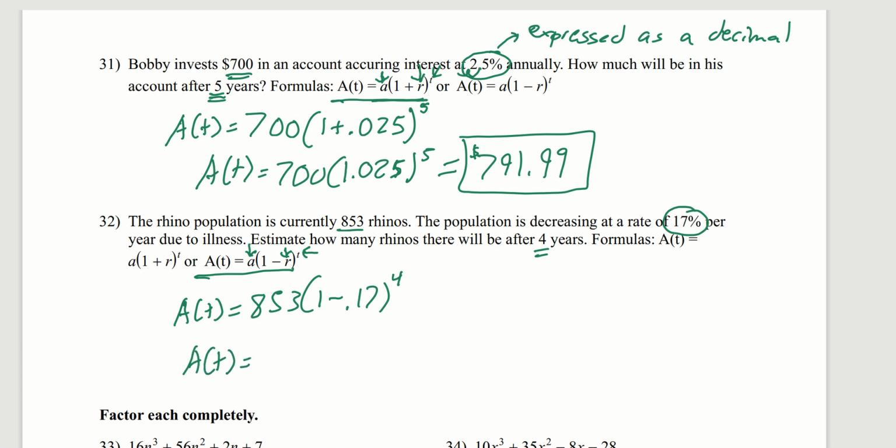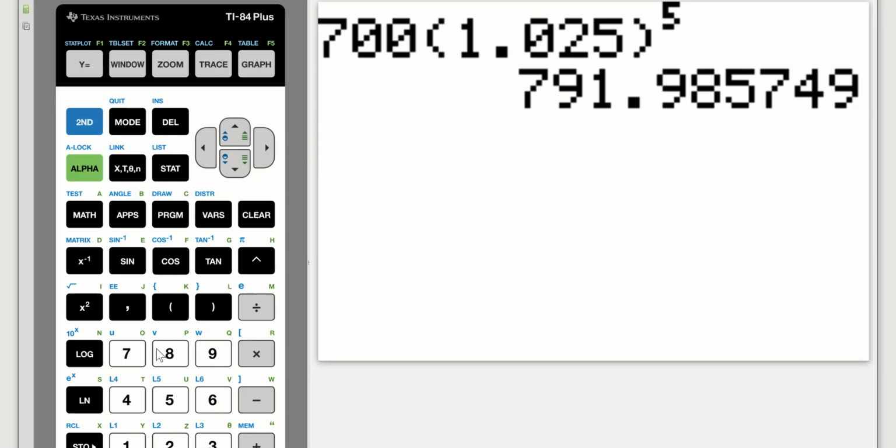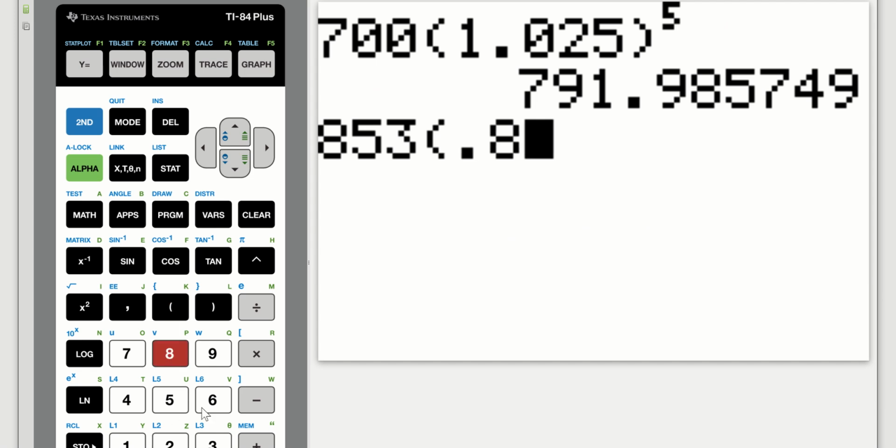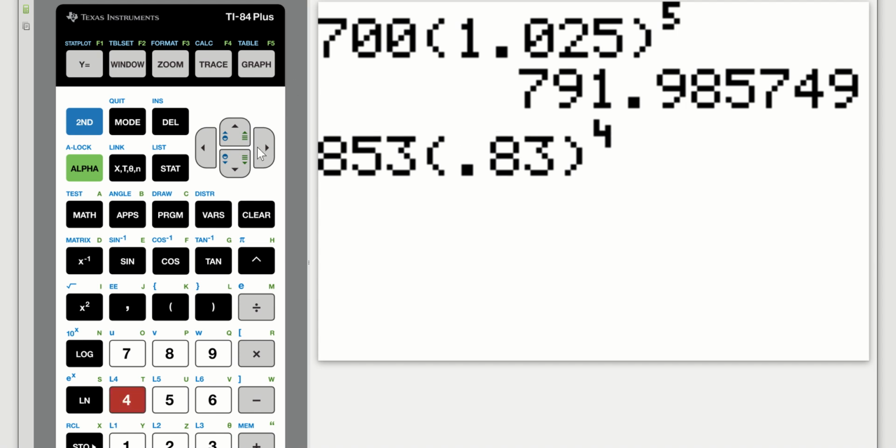If I want to do one thing real quick before I type all of it in my calculator, I could do 1 minus 0.17, which is 0.83, and all to the 4th power. You don't have to do that, but could just be a way to write things in your calculator a little bit simpler. And then let's type in those same values. So 853 times, in parentheses, 0.83, close the parentheses, to the power of 4.